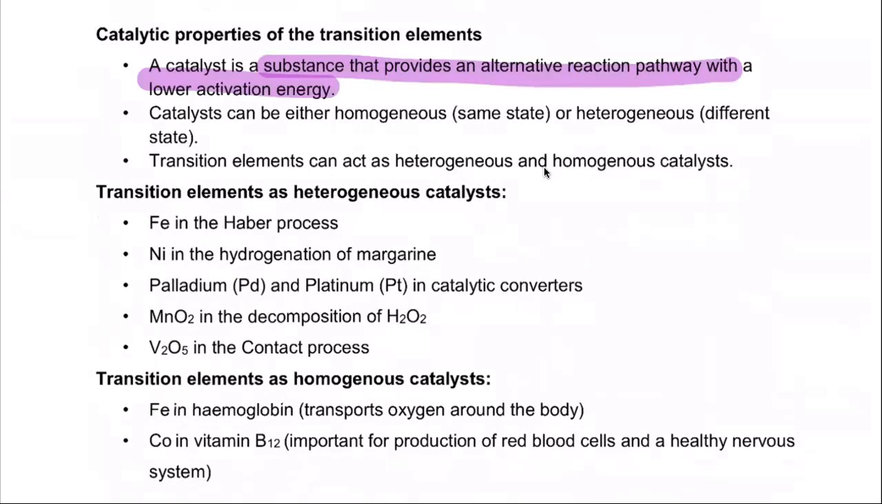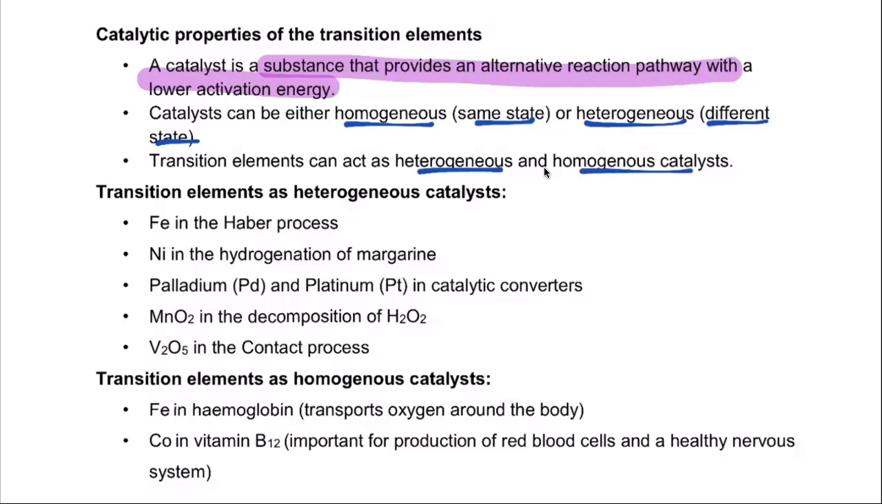And so catalysts can either be homogeneous, meaning they're going to be in the same state as all the other substances in the chemical reaction, or they could be heterogeneous, which means they're in a different state. So maybe your reactants are solutions and your catalyst is a solid, or your reactants are aqueous solutions and your catalyst is a gas. That would be heterogeneous. Homogeneous is like they're aqueous solutions and yours is an aqueous solution as well, or yours are gases and then the catalyst is a gas. So transition elements can all act as one of these types of catalysts, either homogeneous or heterogeneous.